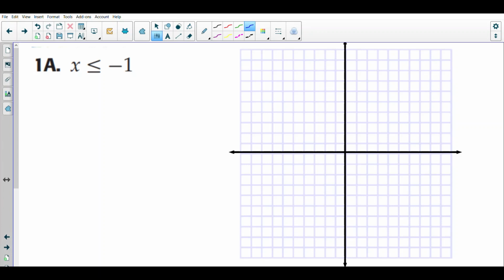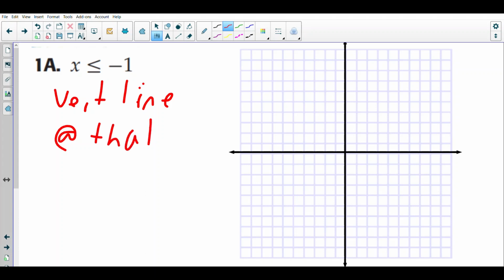Okay. Next one. X is less than or equal to negative 1. Now, this case, it looks a little bit different. Now, it's just the x. So remember, if we think back, when it's just the x variable, that means it's going to be a vertical line at that point. And since it's or equal to, it's going to be a solid line. So I go to negative 1 on the x-axis and I draw my vertical line. Okay, so it's pretty vertical, pretty straight.